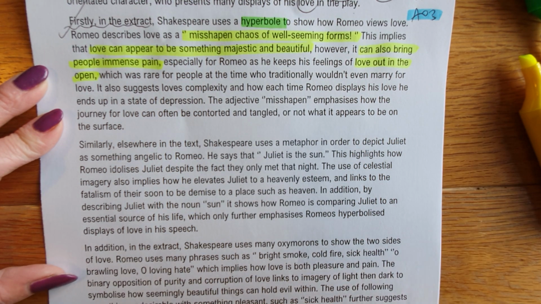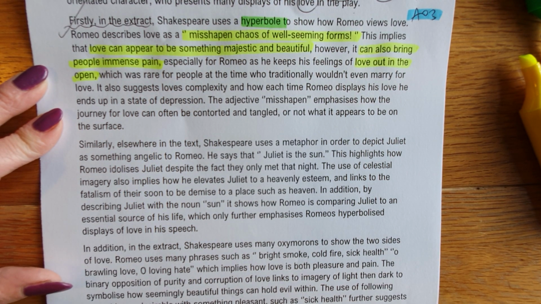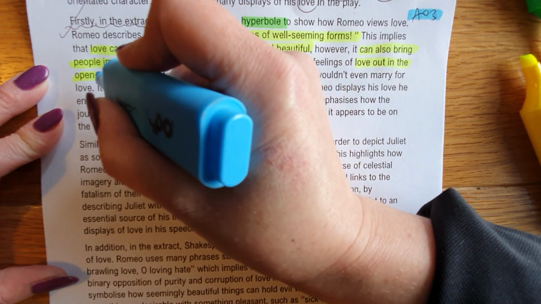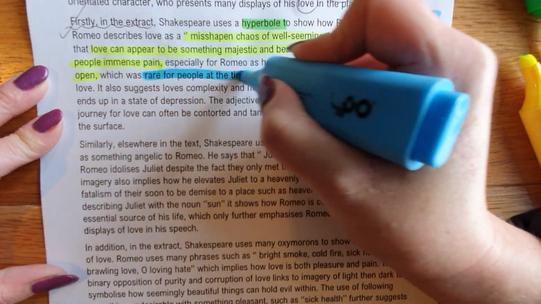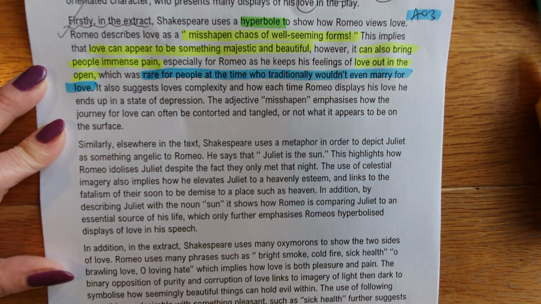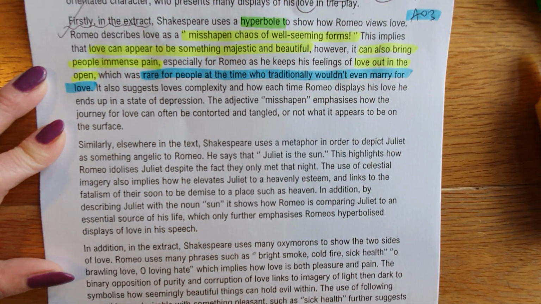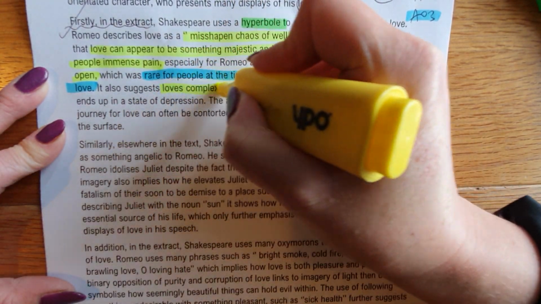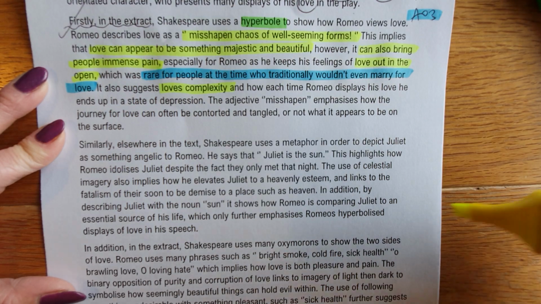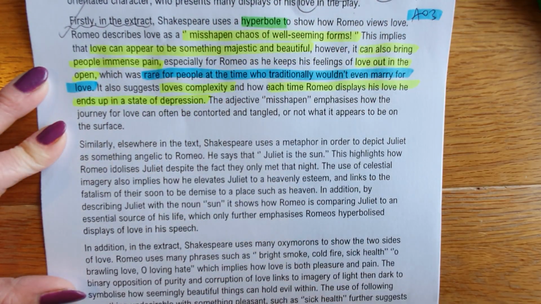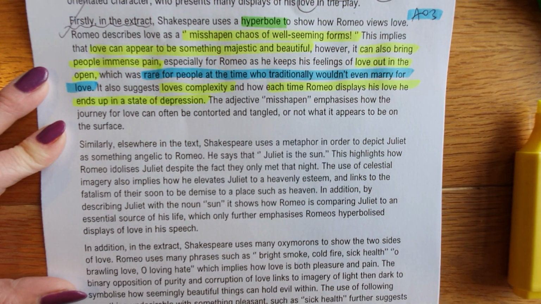So Romeo's romantic idealism of love is quite unusual and would be considered to be quite idealistic and immature by an audience. So here, this student says it was rare for people at that time who traditionally wouldn't even marry for love to be this open. So that is an AO3 point to do with the context. That's good. It also should suggest love's complexity and how each time Romeo displays his love, he ends up in a state of depression. So all of these yellow parts are just ideas about the text. Good ideas about the text, very clear.